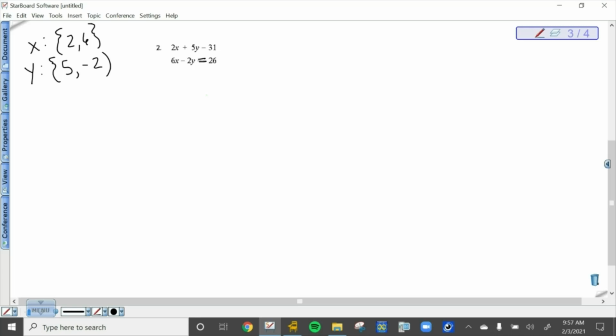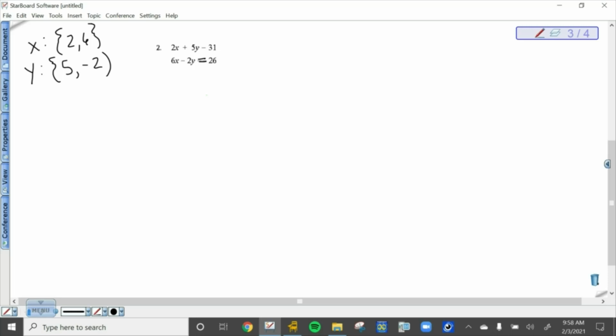Okay, so let's think about that. Let's look at y. What would be the additive inverse of 5? Negative 5. Can we multiply anything by 2 or by negative 2 to get to negative 5? Not a whole number, right? Because 2 times 1 is 2, 2 times 2 is 4, 2 times 3 is 6, skipped over 5.